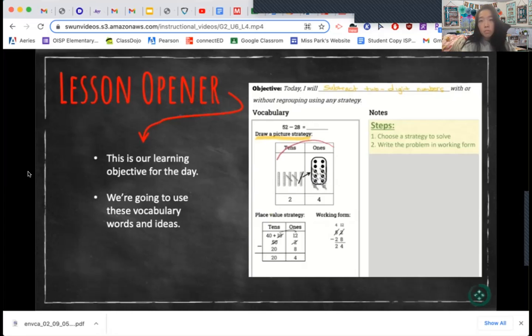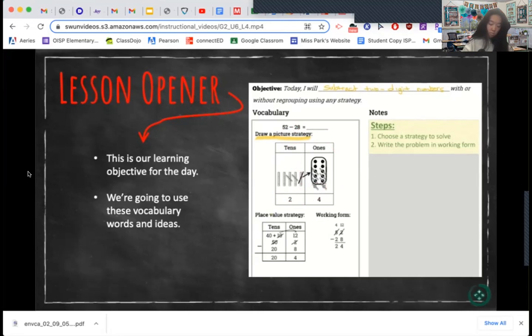Here we see the draw a picture strategy used for the equation 52 minus 28 is equal to a number. They represented 52 with 5 tens and 2 ones. Then they needed to subtract 28. They subtracted 28, unbundling when necessary.